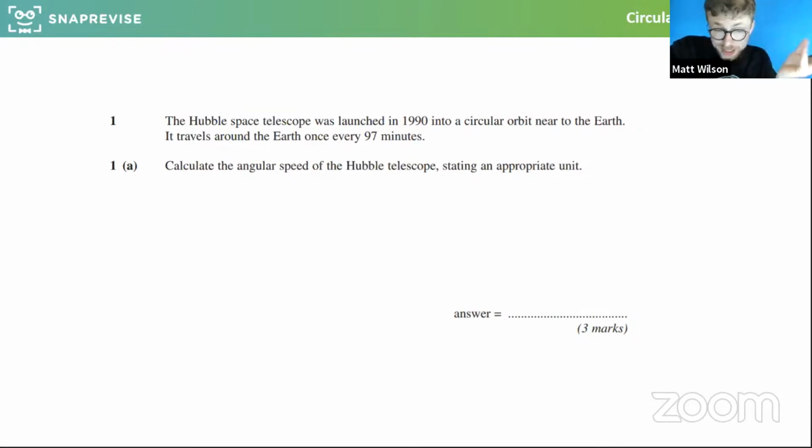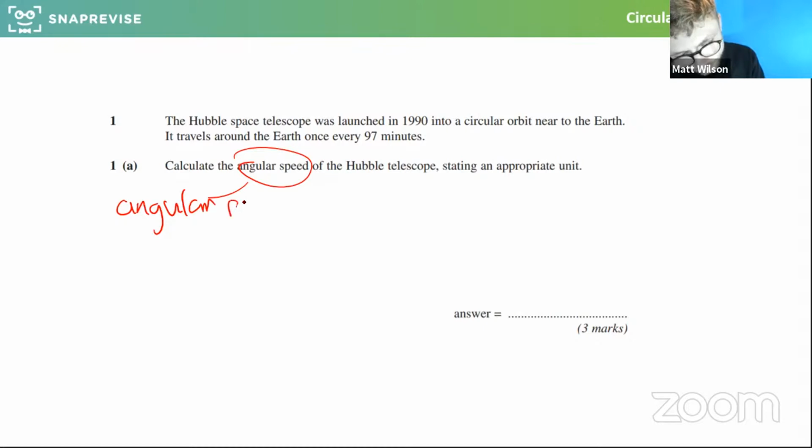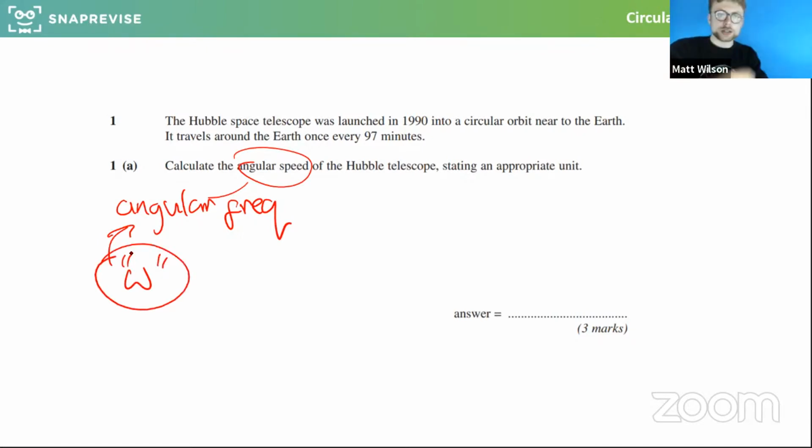All right, first one's about the Hubble telescope. It was launched in 1990 into a circular orbit near to the Earth. It travels around the Earth once every 97 minutes. Calculate the angular speed of the Hubble telescope, stating an appropriate unit. I just want to mention that angular speed is another word for angular frequency. In other words, what they want us to find is that symbol omega. You'll see a few different words for it.